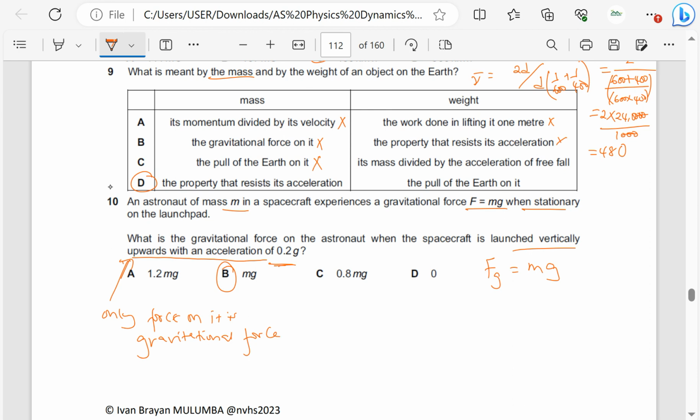Since the gravitational force experienced when it's stationary is equal to mg, even when it's launched the only force acting is the force due to gravity. So the gravitational force remains the same; it is going to still be mg.